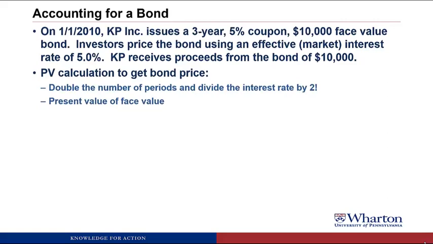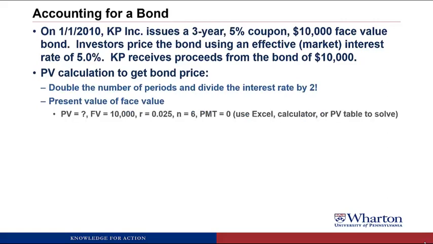So the present value of the face value part, the 10,000, you calculate looking for present value. We'll have a face value or future value of 10,000. We use an interest rate of 0.025, which is half of 5%. The number of periods is 6, a 3-year bond, but we double the number of periods to get semi-annual. And then there's no payment because we're just doing a face value, future value. So you'd come up with a present value of 86.23.